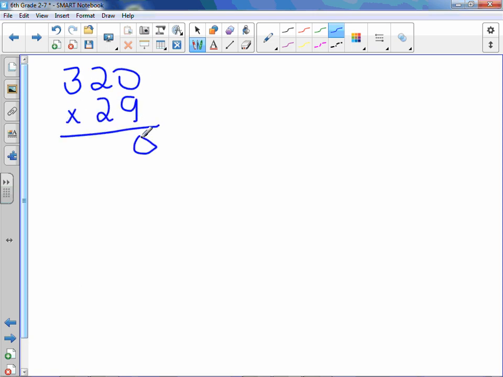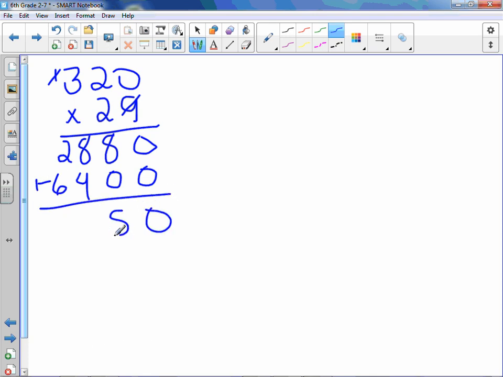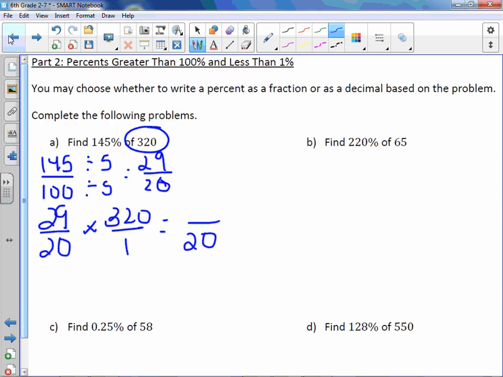Nine times 0 is 0. 9 times 2 is 18. 9 times 3 is 27. Plus 1 is 28. Placeholder. 2 times 0 is 0. 2 times 2 is 4. And 2 times 3 is 6. Add them. We get 9,280.